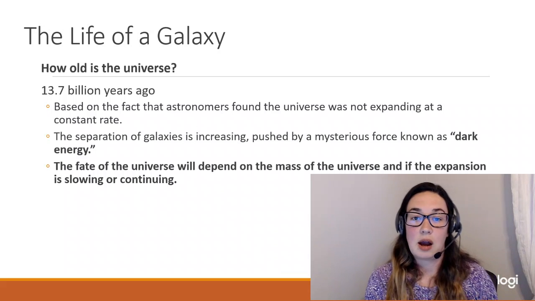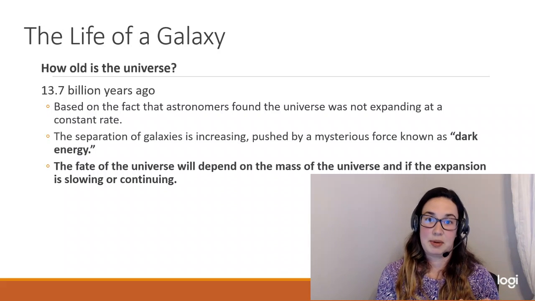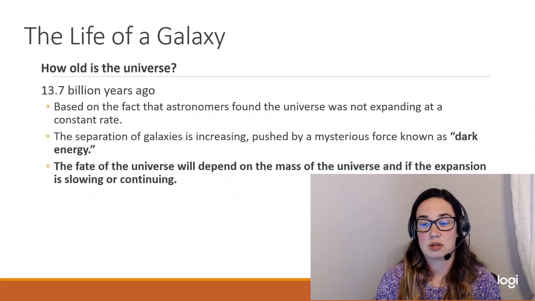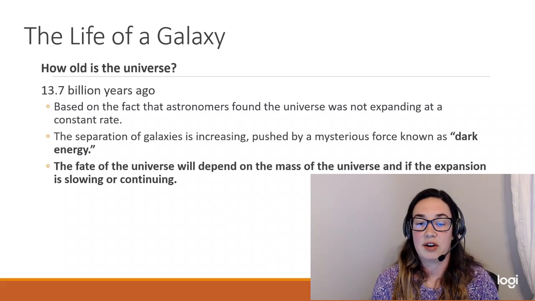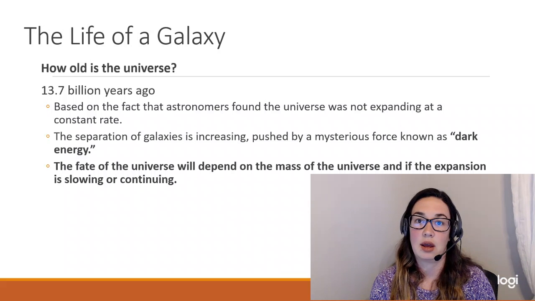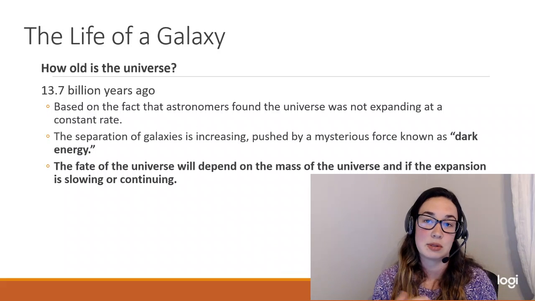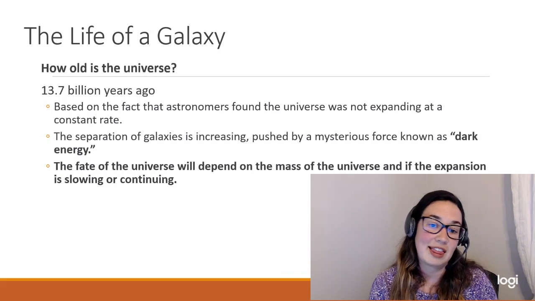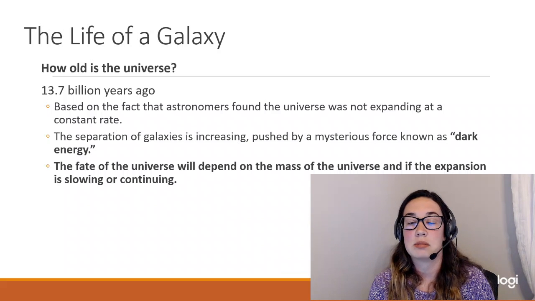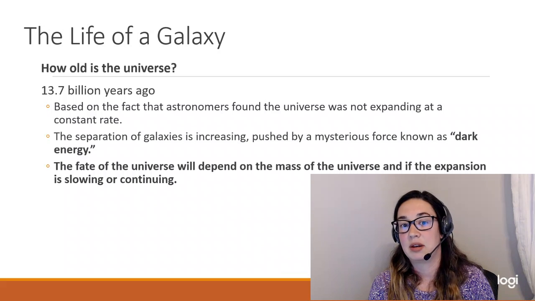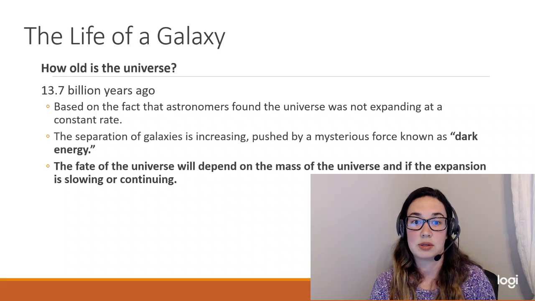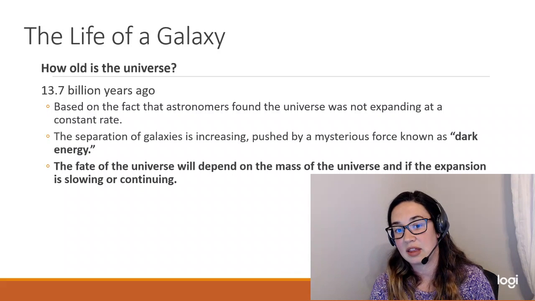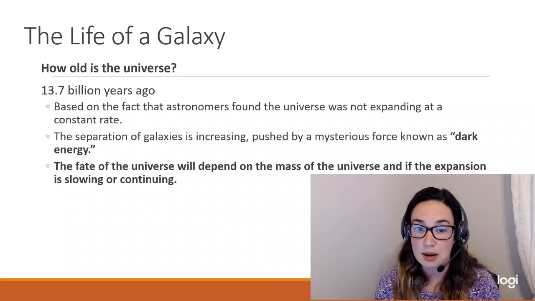Okay, so we talked a little bit about galaxies. We talked about life cycles of a star. We talked about other various items of the universe. So how old is the universe? How old is the universe itself, which encompasses all of the galaxies and all of the stars? Well, we think that the universe is approximately 13.7 billion years old. So that's approximately when they think the universe had begun.